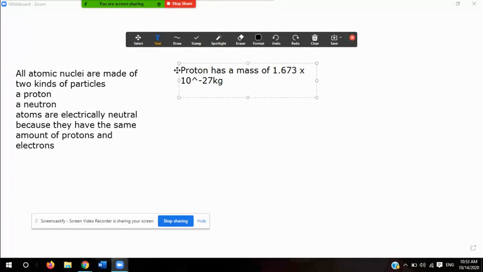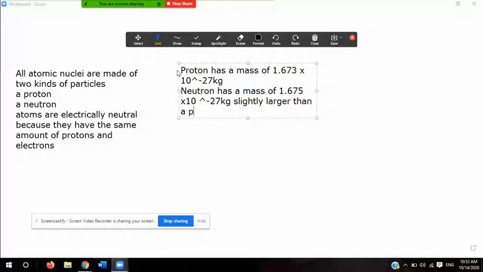And a neutron has a mass of 1.675 times 10 to the power of negative 27 kilograms, slightly larger than a proton.